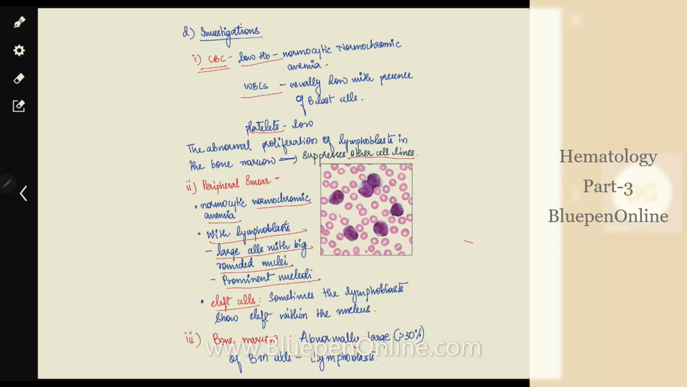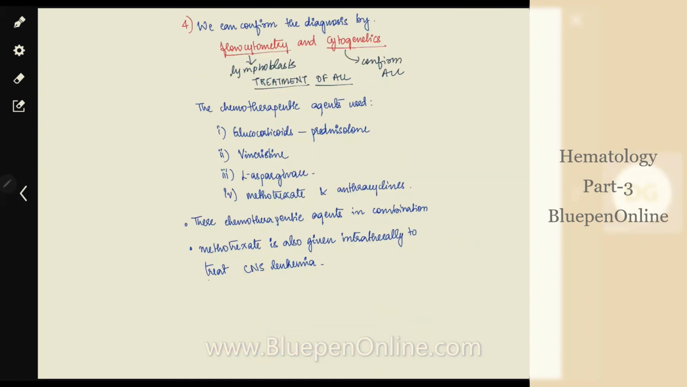Now what are cleft cells? Those are cells which have clefts in their nuclei. Can you see here? A cleft within the nucleus. On examination of the bone marrow, more than 30% of bone marrow is filled with lymphoblasts. To confirm a diagnosis, we can do flow cytometry that will show us markers for lymphoblasts, and cytogenetics is evaluation of the genes which confirm ALL.